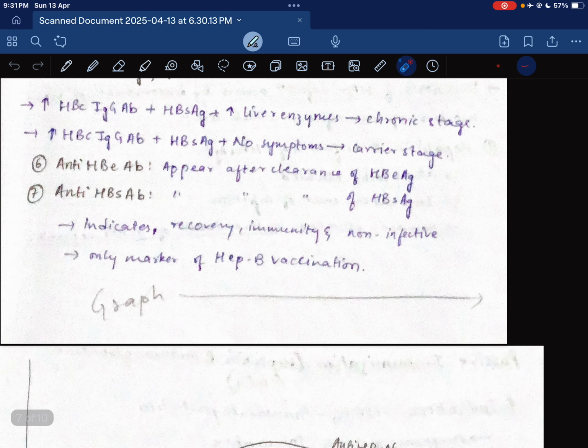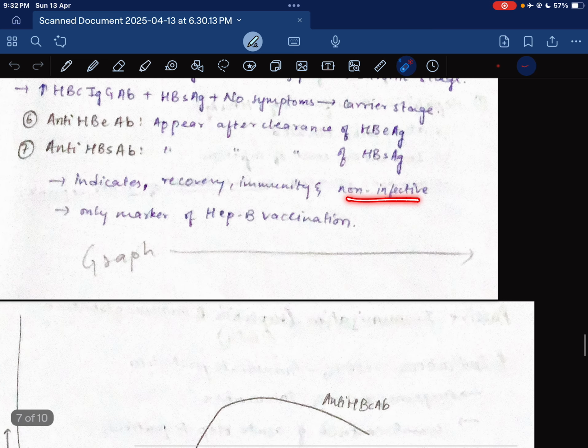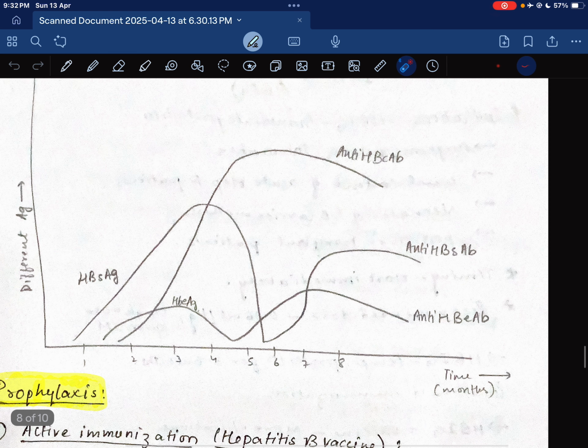Anti-HBe antibody appears after clearance of the HBe antigen. Anti-HBs antibody also appears after the clearance of HBs antigen. It indicates recovery, immunity, and non-infectivity. It is the only marker of HBV vaccination. In HBV vaccination, here you can see HBs antibody, but anti-HBc does not appear because it is a hidden antigen.